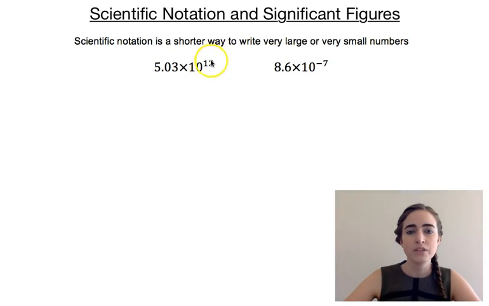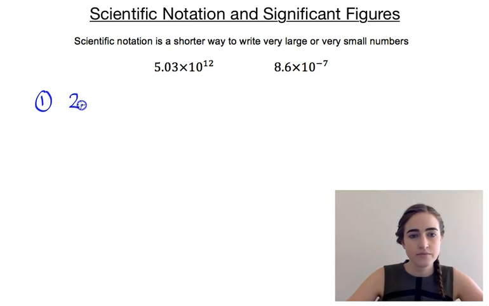If the power is positive, that means that the number is a very large number. If it's a negative, it means it's a very small number. So let's have a look at what that means. For example, if we had 2.07 times 10 to the power of 8, if we wrote that in standard notation, then we're going to be multiplying by 10 eight times.